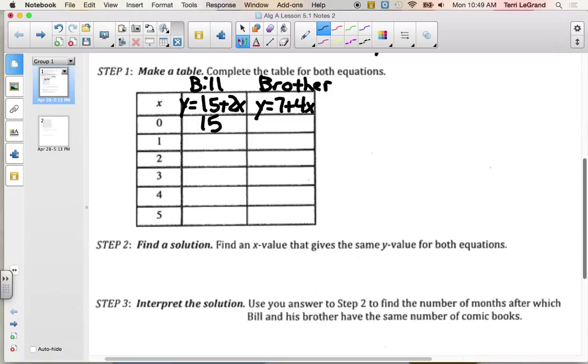Okay, how many books did the brother have at the start then at time 0? 7. 7 books. So if we put 0 in for x, 4 times 0 is 0, and 0 plus 7 is 7. Okay, go ahead and fill out the rest of that table. Go ahead and do the calculations that will tell you how many books will be in each of their collections as you go along here.